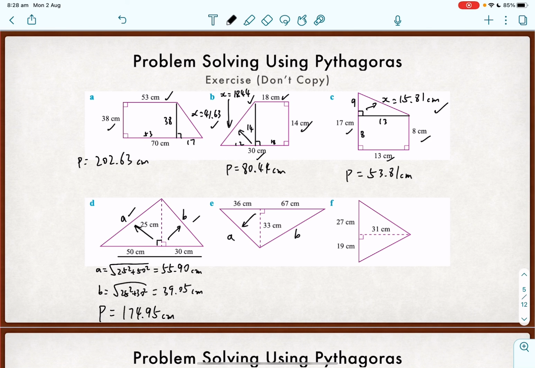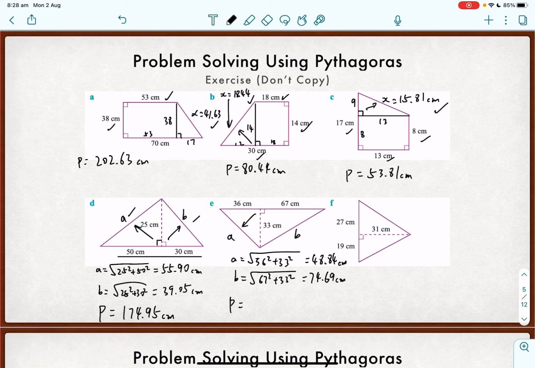Okay. Similarly, this one, find this first. So A and B. A is the square root of 36 square plus 33 square. So that is 48.84. B is the square root of 67 square plus 33 square. That is 74.69. So the perimeter, just add them all together.